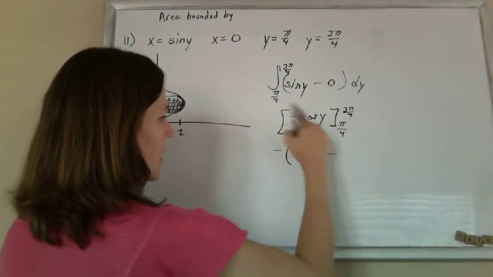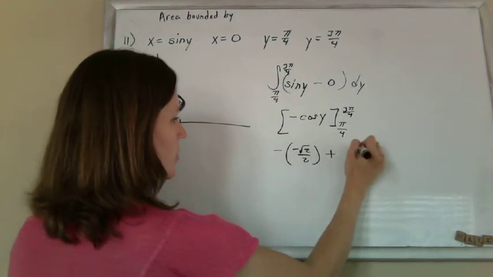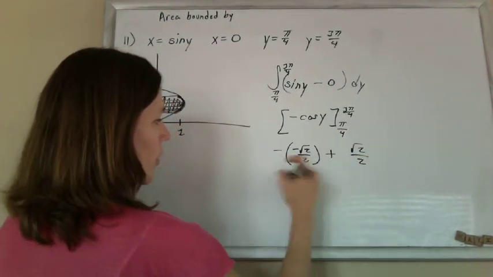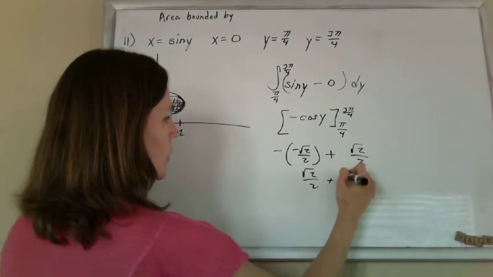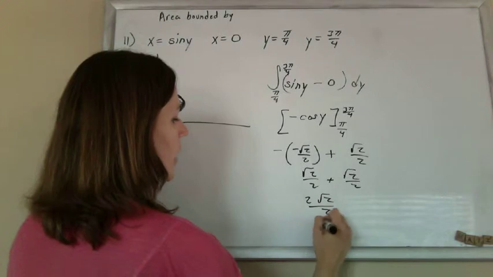Now I'm subtracting a negative, so it's going to be a positive. And the cosine of pi fourths is root 2 over 2. So I'm going to have root 2 over 2 plus another root 2 over 2. So I have 2 root 2 over 2. So I have root 2.